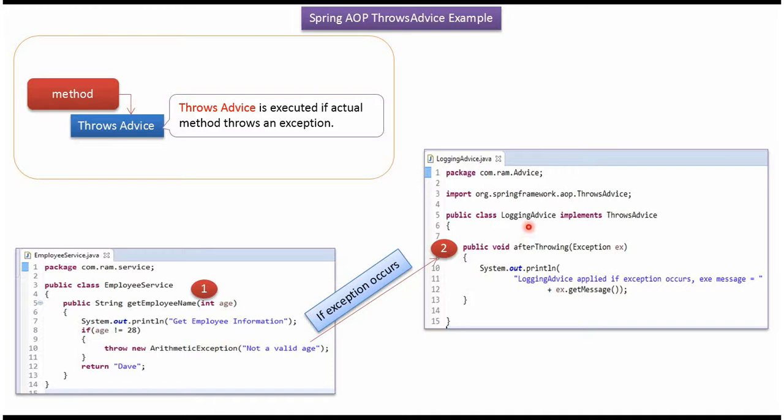Here I have defined a class LoggingAdvice which implements the ThrowsAdvice interface and provides an implementation of the afterThrowing method. If the actual method throws an exception, then the LoggingAdvice afterThrowing method will be called.